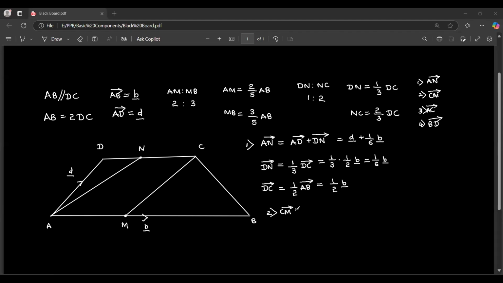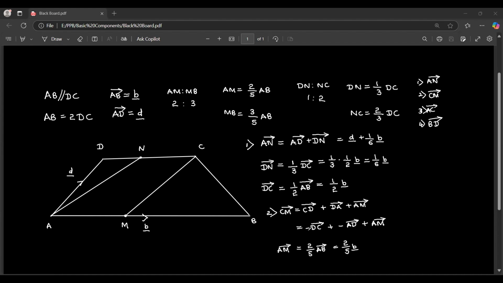So, second one, CM is equal to CD plus BA plus AM. CD is negative DC, plus BA is negative AD, plus AM. We need to find out AM. That's not an issue. AM is equal to 2 over 5 AB, which means it is equal to 2 over 5b.